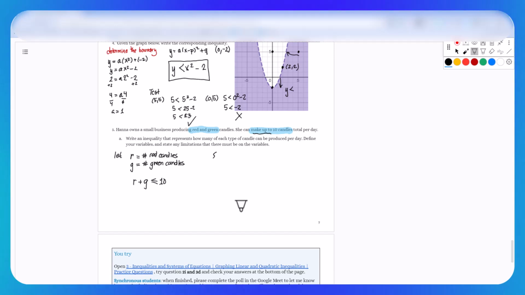So for this one, we're going to say that the R must be greater than or equal to 0, but R is an element of the integer numbers. For the G, it's going to be the same. G must be greater than or equal to 0, but G must also be an integer value.